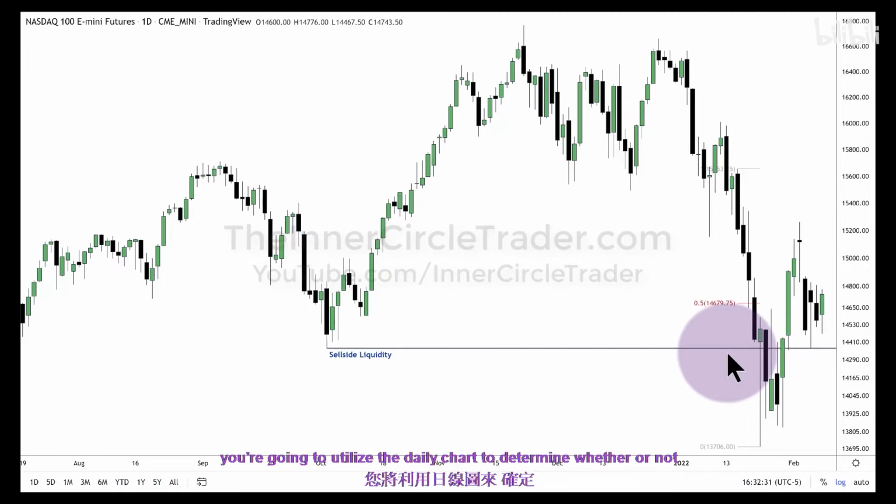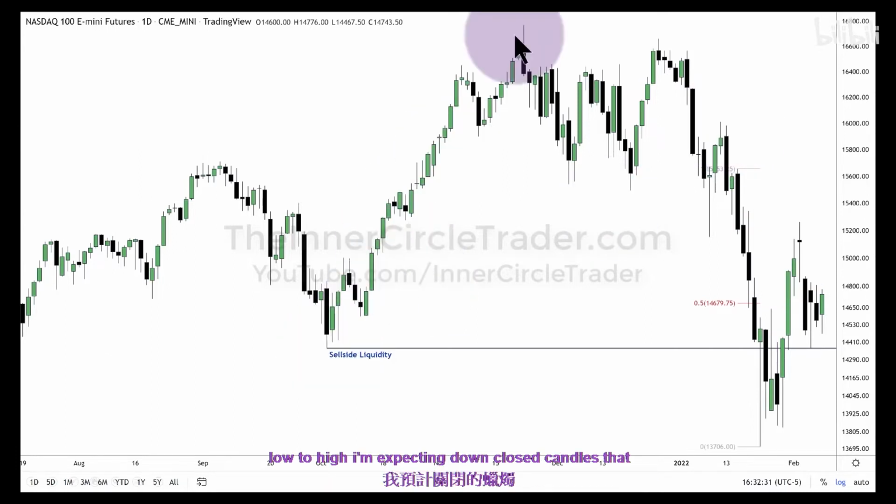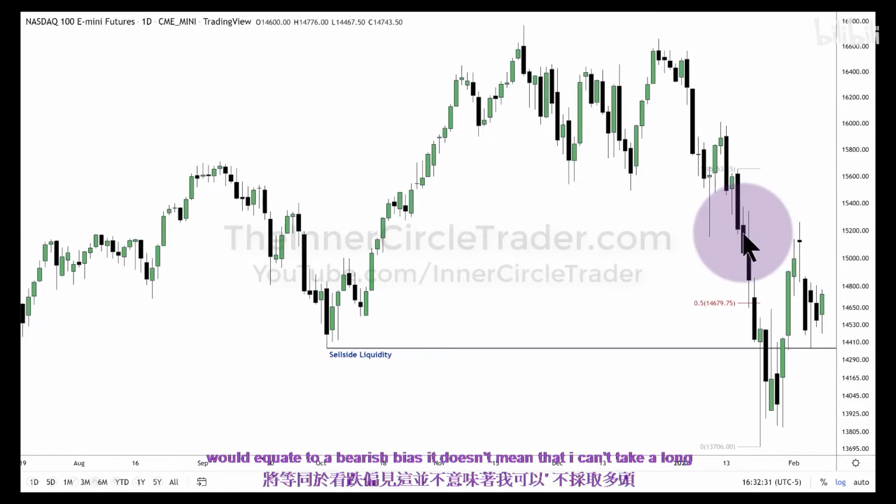You're going to utilize the daily chart to determine whether or not the next candle is likely to be bullish or bearish. Between this high here and the midpoint of this low to high, I'm expecting down close candles. That would equate to a bearish bias. It doesn't mean that I can't take a long entry. It just means that if I do take a long entry intraday, I'm going to do it with far less leverage.